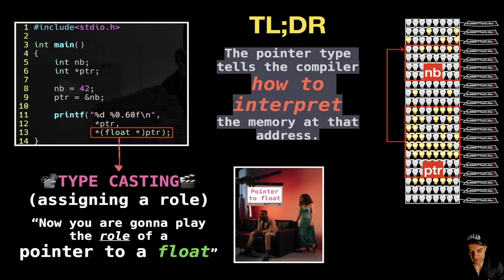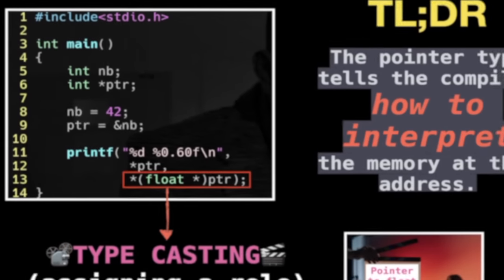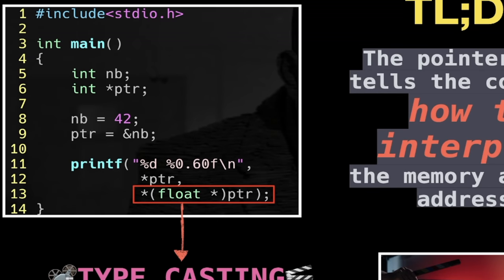So now I have a little program that we're going to check to understand why a pointer has a specific type. I have a declaration of a variable, which is an integer, int nb, and then I have a declaration of a pointer, you can see int star ptr. This means that if you dereference ptr, you get an integer. nb gets the value 42, and ptr gets the address of nb.